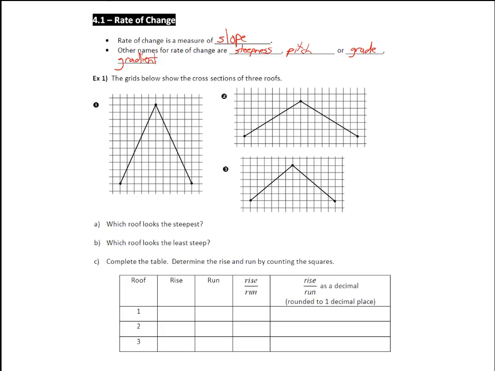The grids below show the cross section of 3 roofs. Which roof looks the steepest? So just looking at them, which one do you think is the steepest? 1, 2, or 3, and they're each labeled 1, 2, and 3. If you said number 1, you're correct. Which roof looks the least steep? Well, it's not number 1. If you said number 2, you are correct.